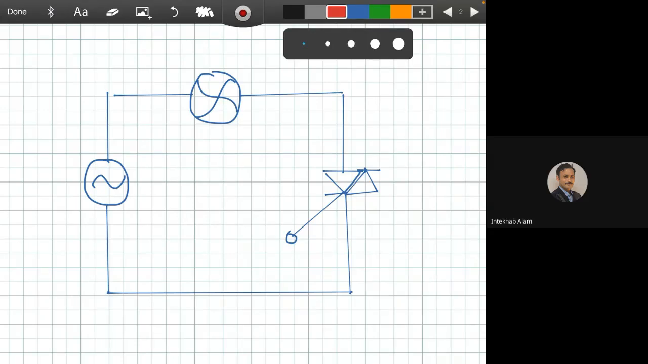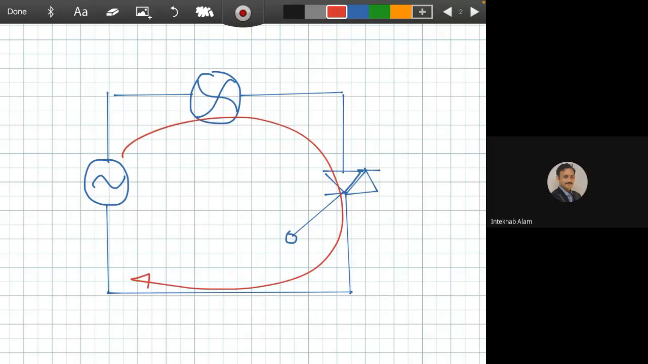I'm thinking about the output voltage. Whenever we use a triac, current can flow in this direction or in this direction, bidirectional. So we can use it. Okay. What will be the output voltage? If we consider the output voltage here, what will it see?